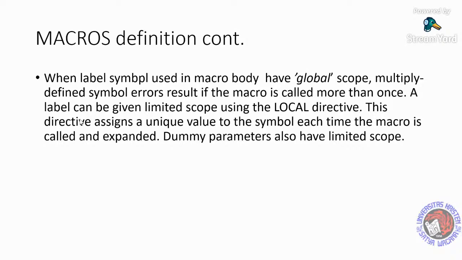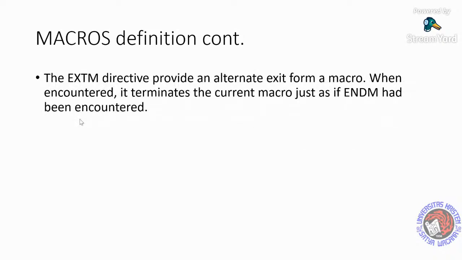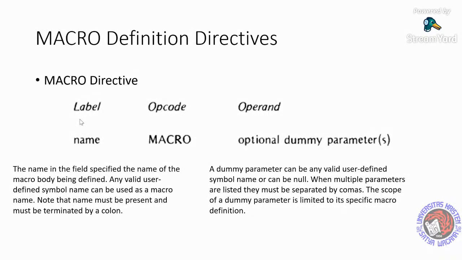Dummy parameters also have limited scope. Occasionally, you may wish to duplicate a block of code several times, either within a macro or in line with the other source code. This can be accomplished with minimal coding effort using the REPT, IRP and IRPC directives. So, like the macro directive, these directives are terminated by ENDM. The EXITM directive provides an alternate exit from a macro. So this is the macro definition. You have the label name, macro, and then the operand.